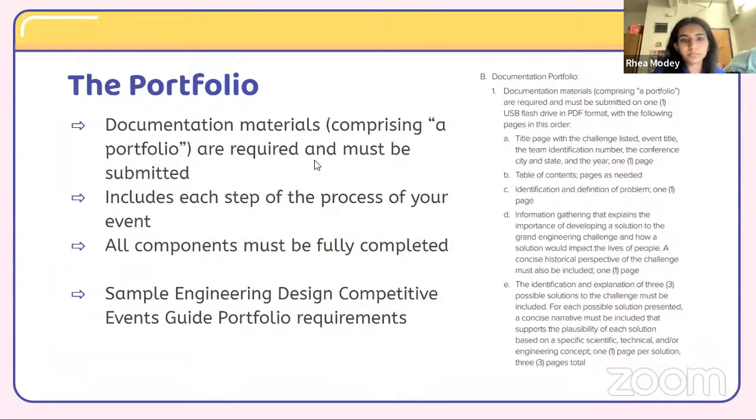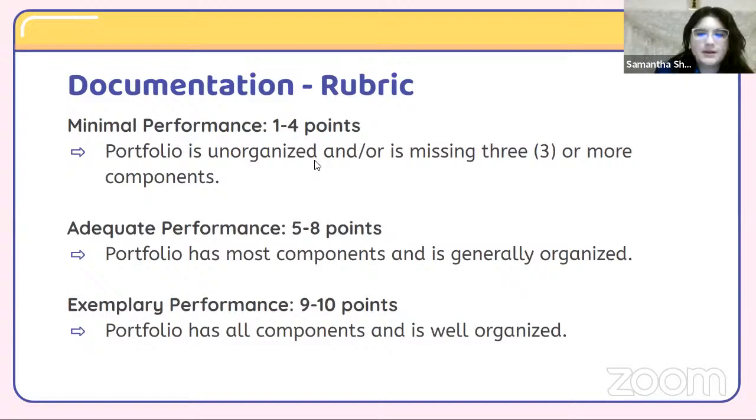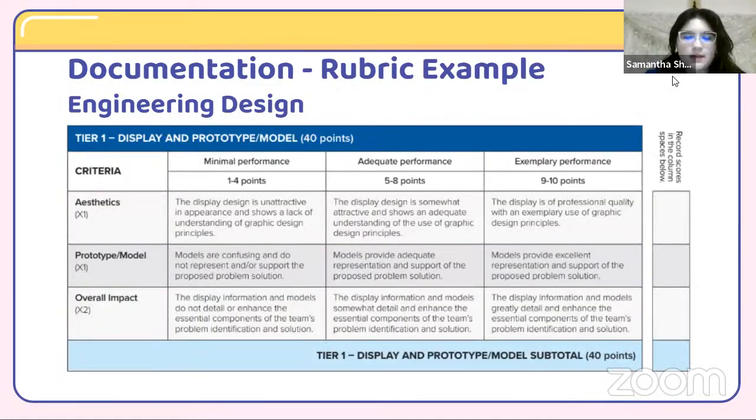All right, and so for the rubric included, it is based off a point system. There's minimal performance, there's adequate performance, and exemplary performance. And of course, you want to aim for the exemplary performance, where it has all the components, is well organized, and goes beyond just what is required. And here's an example of this for engineering design.